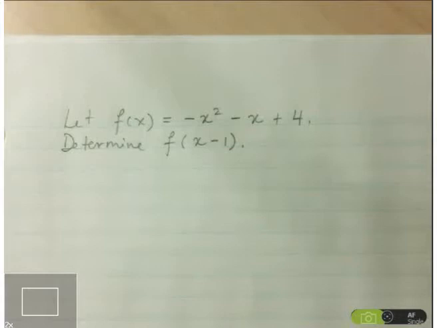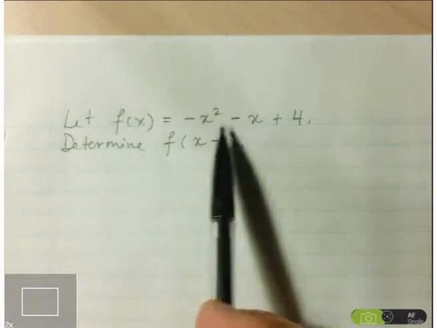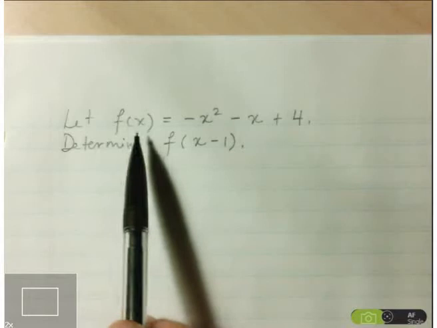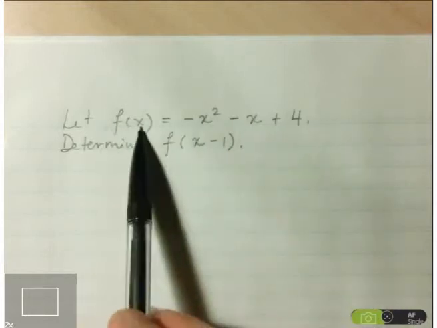Hi folks, let's do a question here on working with function notation. So we've got a function f which is defined as negative x squared minus x plus 4. So let's just remind ourselves what this is telling us. The way I'd like you to think about it is that x is your input.